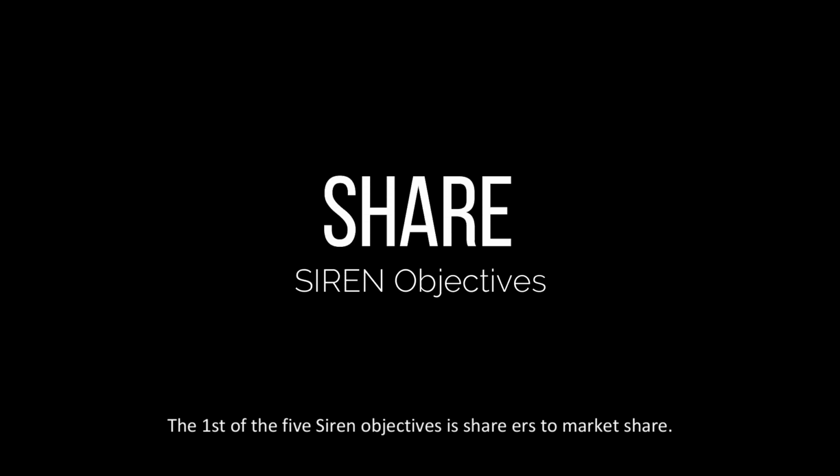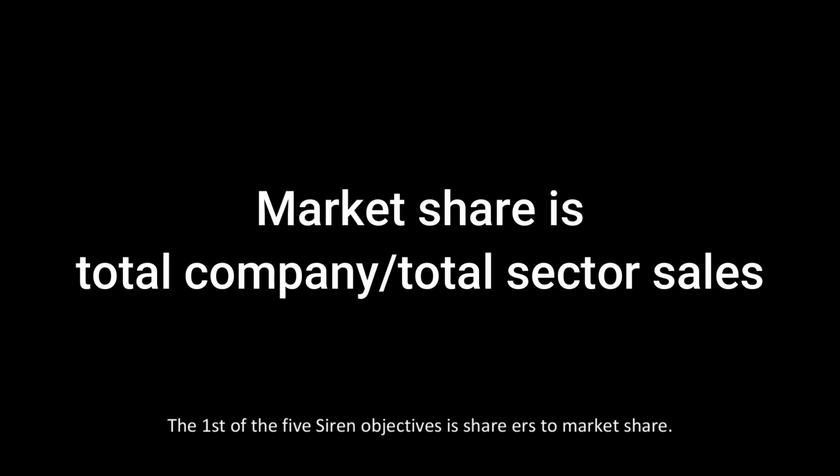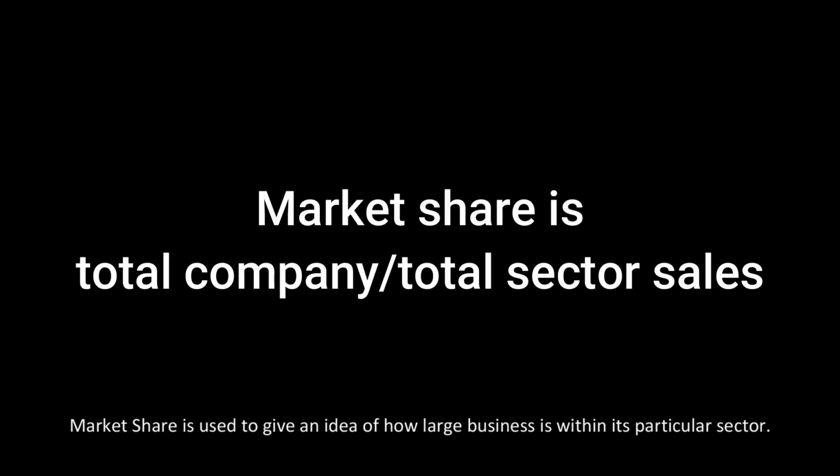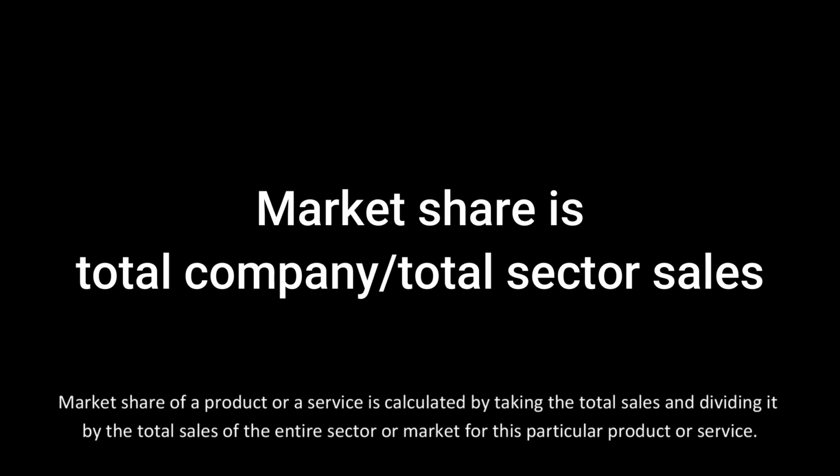The first of the 5 SIREN objectives is share. Share refers to market share. Market share is used to give an idea of how large the business is within its particular sector. Market share of a product or a service is calculated by taking the total sales and dividing it by the total sales of the entire sector or market for this particular product or service.